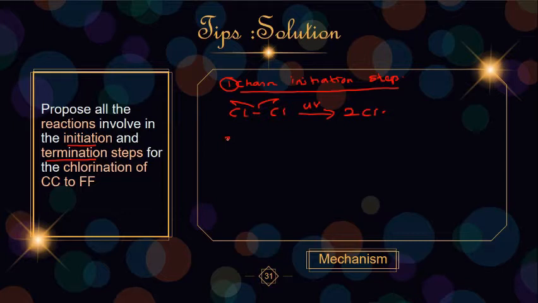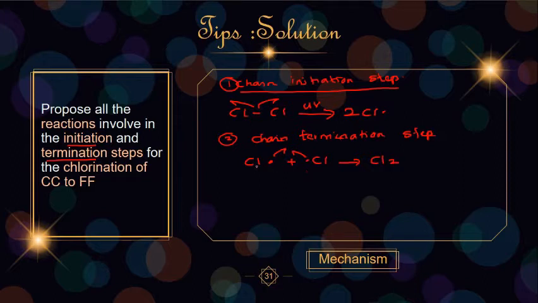So you just go for the chain termination step. You just follow the question. Chain termination step. Okay, what is the chain termination step here? So you just go for all the free radicals involved here. So Cl dot plus another one Cl dot. So 1 and 1. So you get here is Cl2.